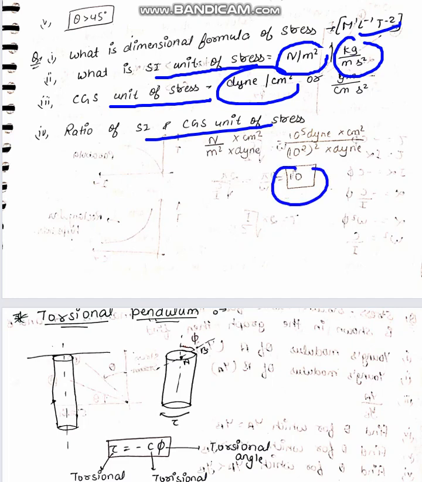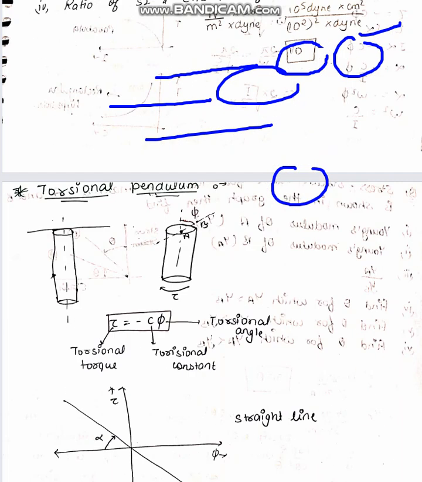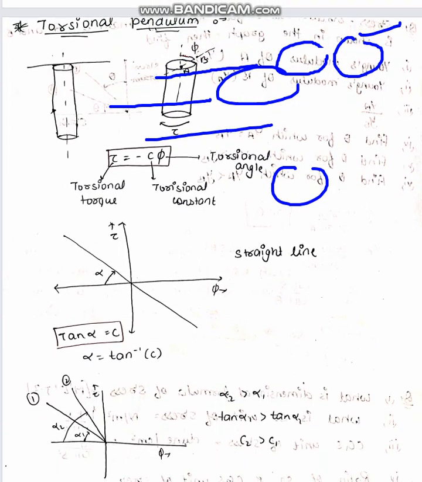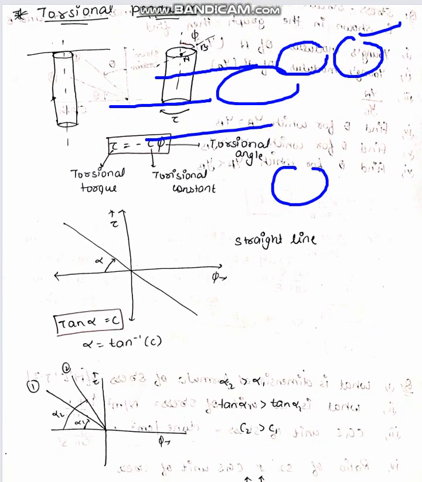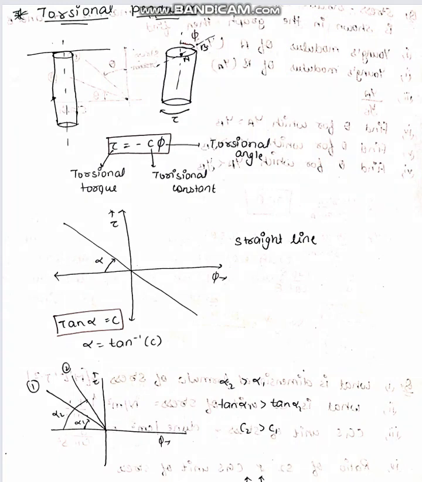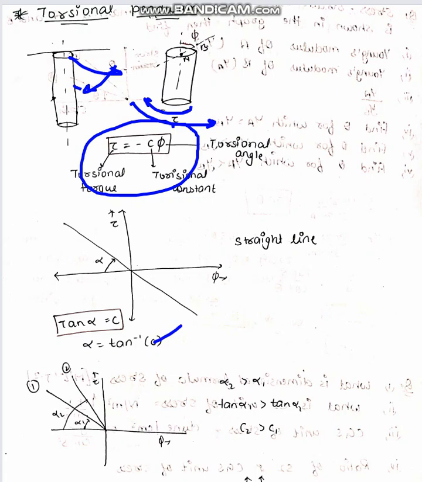So let's start with another concept, called the torsional pendulum. Torsional pendulum is something like you have distorted something and it applies a certain force. Then there is a torque on this. Suppose there is a rod and you keep this point fixed and just rotate it. You will feel that due to change in shape, it will try to create a restoring torque. That restoring torque is proportional to the torsional angle. So the graph will be a straight line and tan alpha will be C.